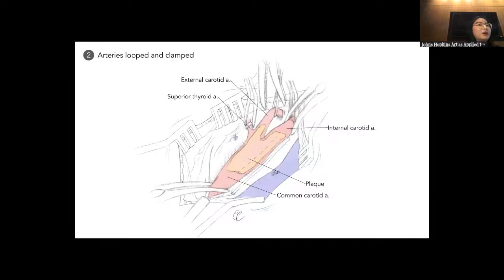Because the internal carotid artery ultimately supplies the brain and the external supplies the structures in the face and neck, it's important to clamp the internal carotid artery first to prevent any plaque from being dislodged or embolized and potentially causing complications later on down the line. Thank you for the question.